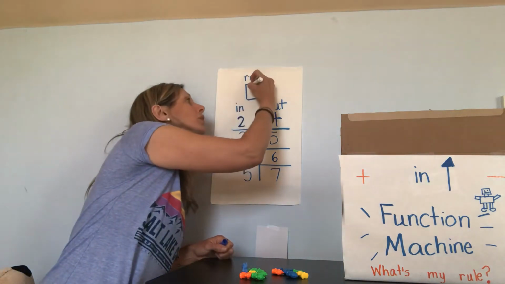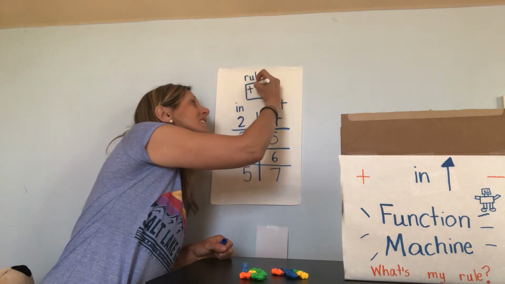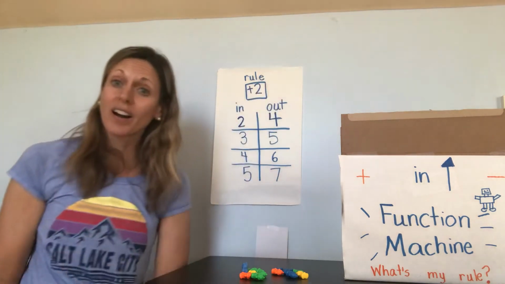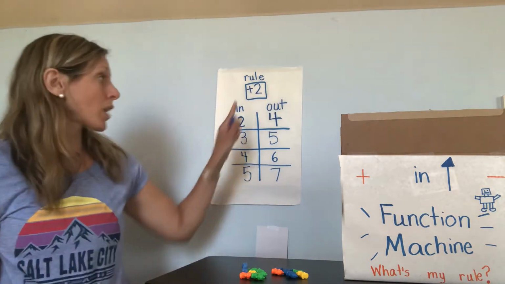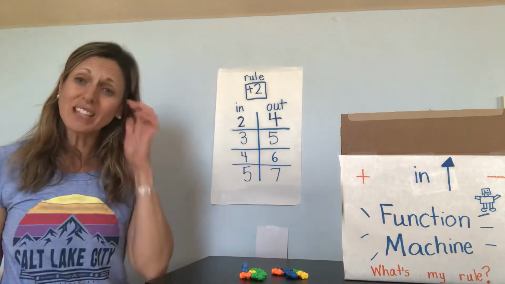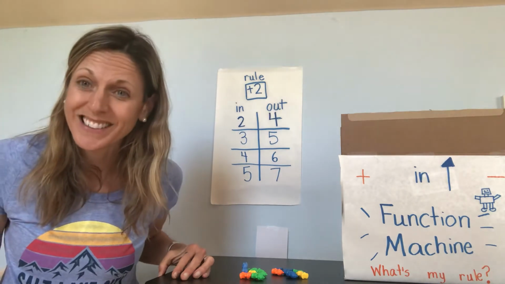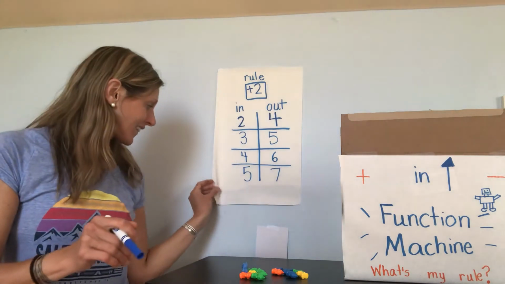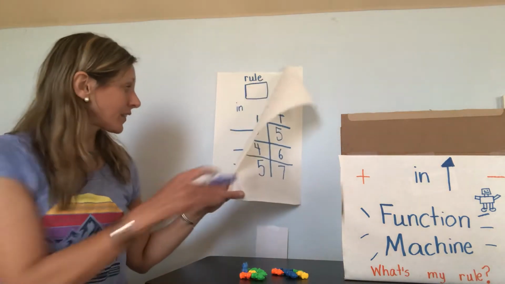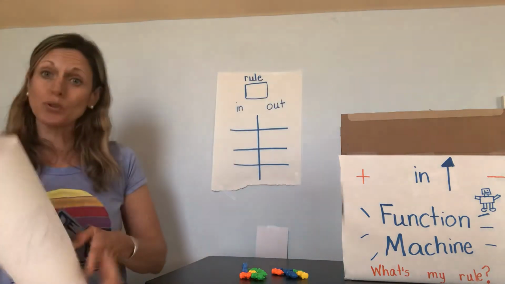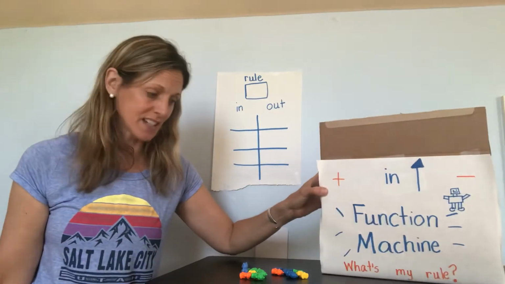The rule is plus 2. Nice job. Write that in your rule box. The first function machine rule was plus 2. Good work. Okay, let's try another one. Let's try a new one. You're really good at this.